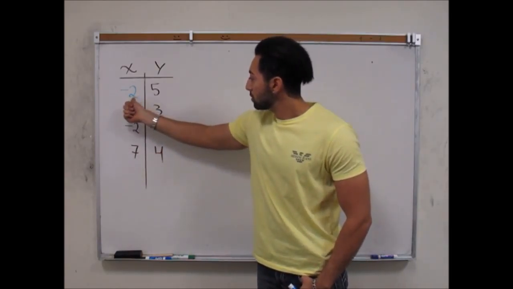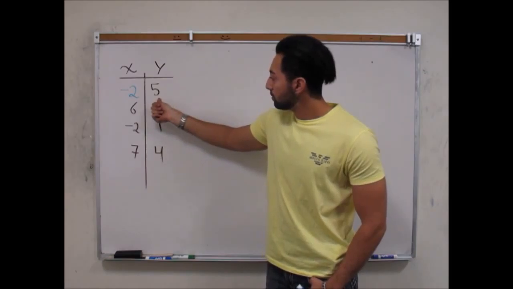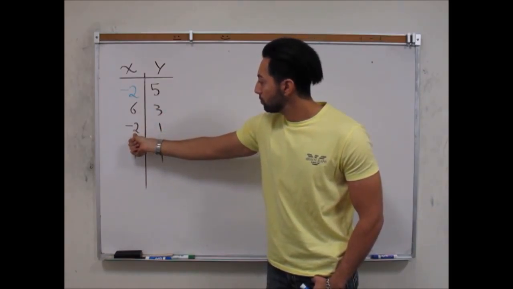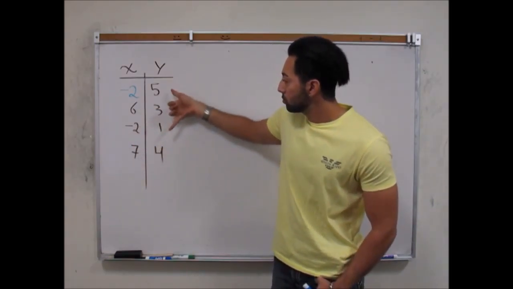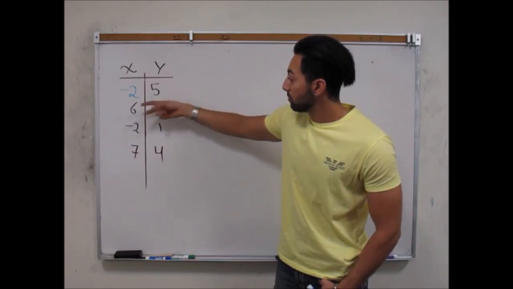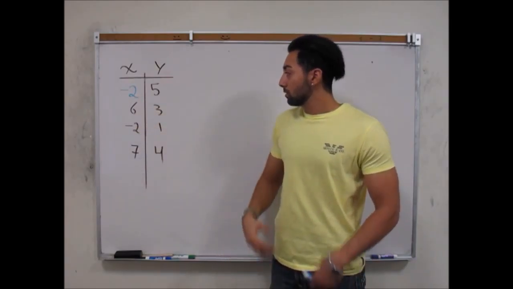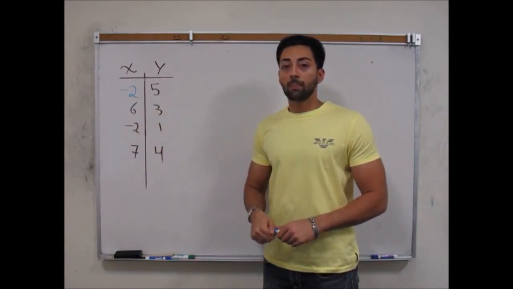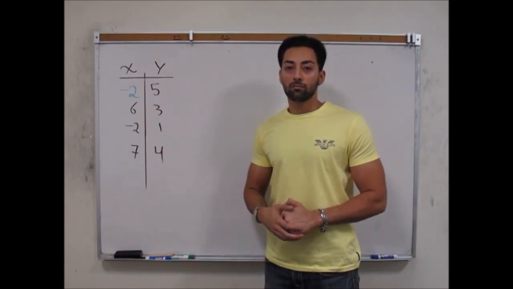And in this case, an input of -2 gives you 5, and an input of -2 gives you 1. So I'm getting 2 different values coming from the same input, which means that it's not a function. So that's a faster way that you could approach these problems.